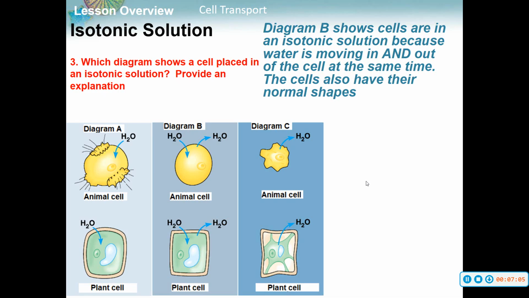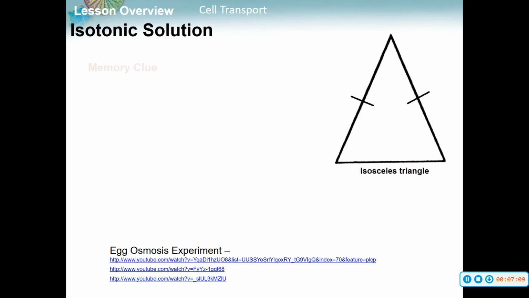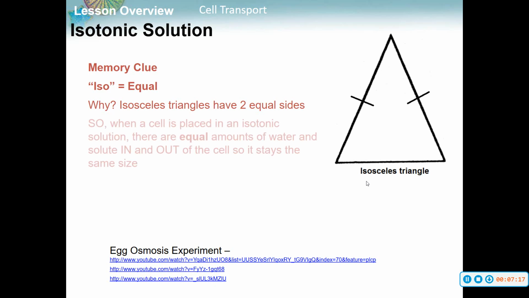Now my memory clue for you is, okay, think of like an isosceles triangle. An isosceles triangle has two equal sides. So you can think iso equal or isotonic. That means, okay, there's equal amounts of water and solute in and out of the cell. So it stays the same size.